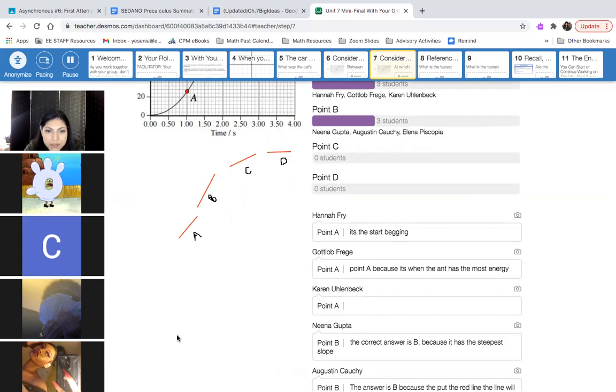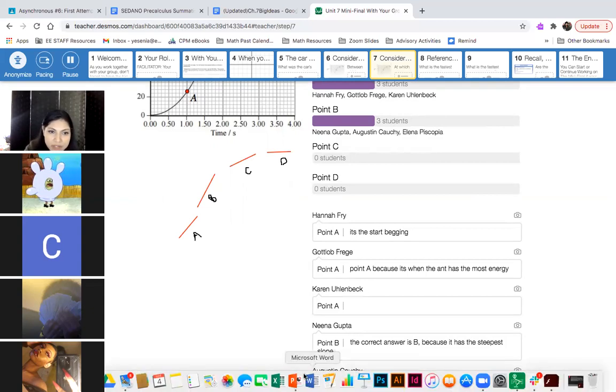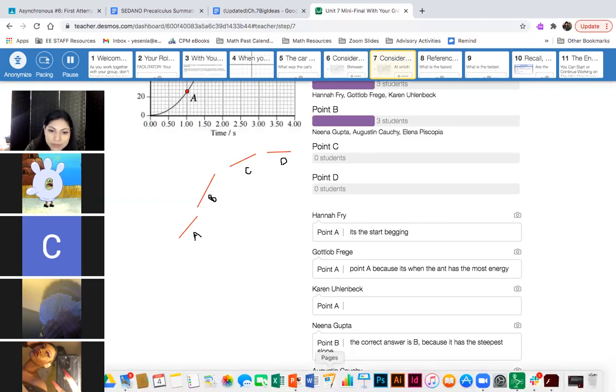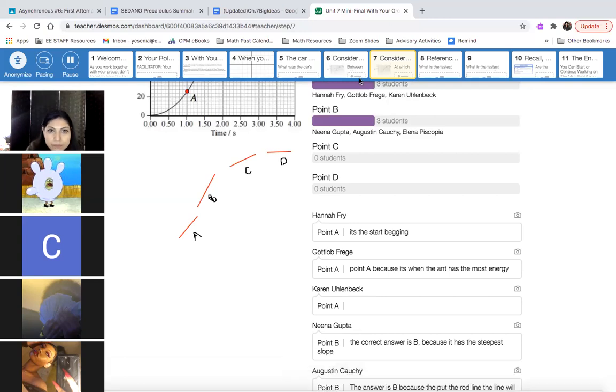And again, in this particular class period, they were divided between A and B. But go ahead and try to look at this visual. Which point or which line looks like it has a steeper slope? Or the line is very inclined upward is what you want to think of this as.